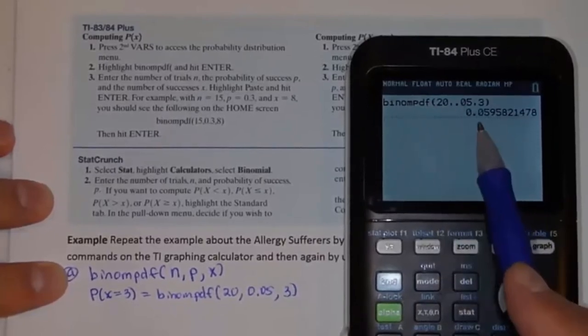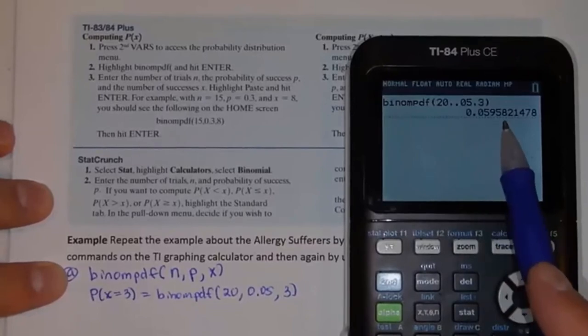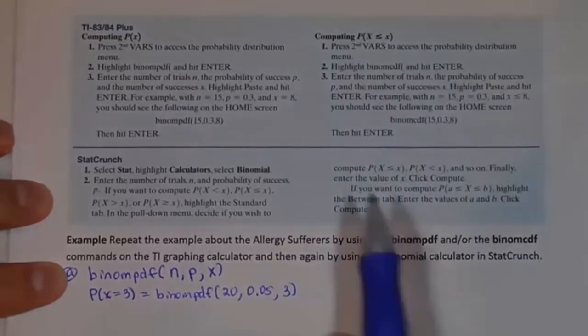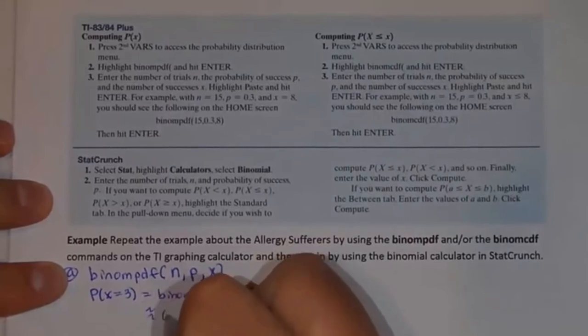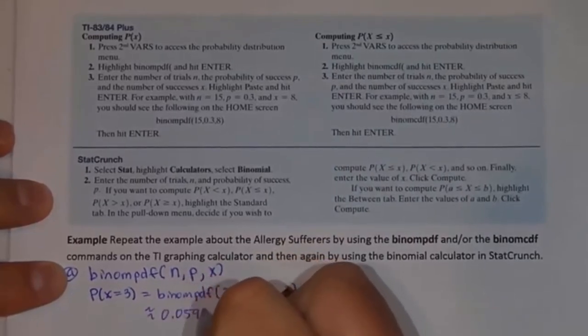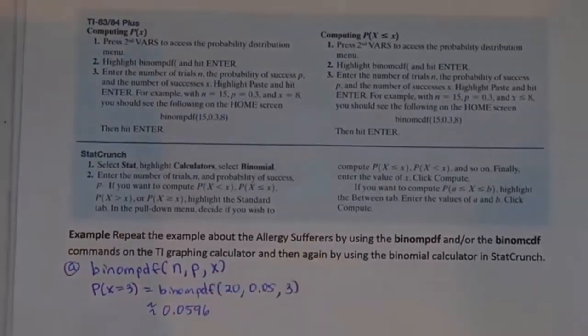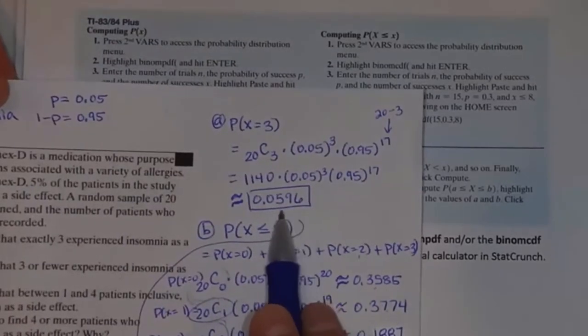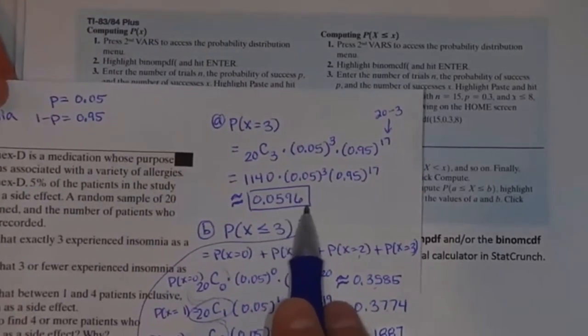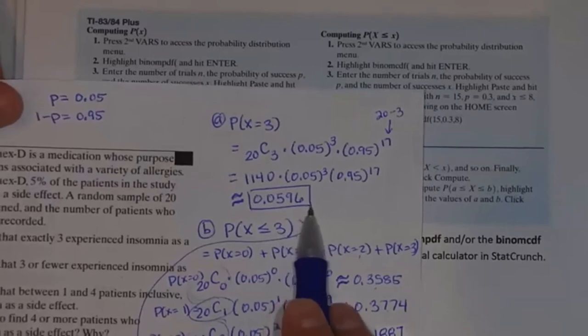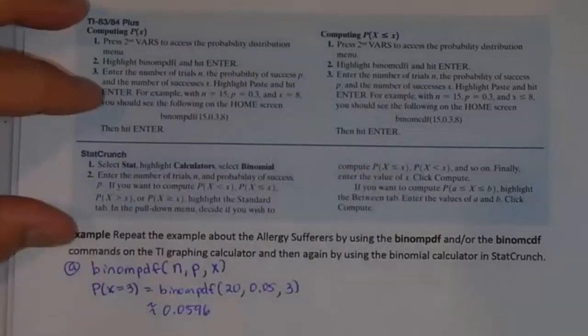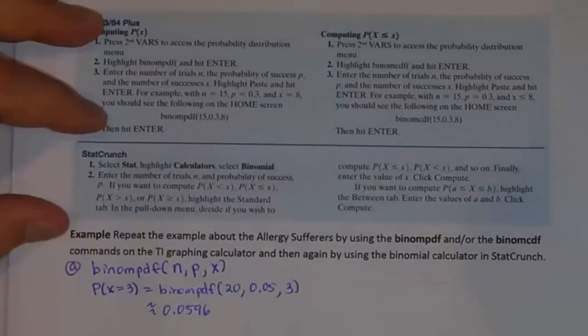When I do that, I get 0.0596 if I round to 4 places. That's the same thing we got when we did it by hand with the formula. So that's the Binomial PDF command.